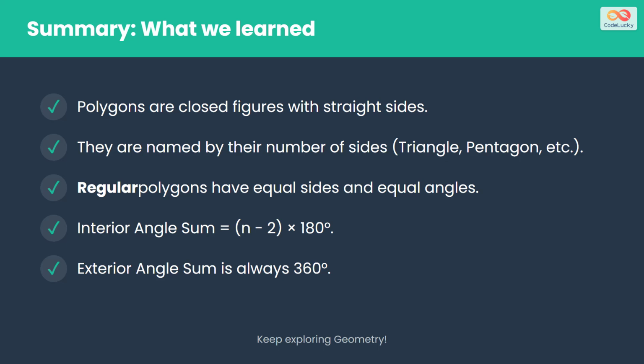To wrap up, remember that polygons are closed shapes with straight sides. We name them by their side count. We also learned about regular versus irregular types and how to calculate their angle sums. Geometry is all about understanding these properties.